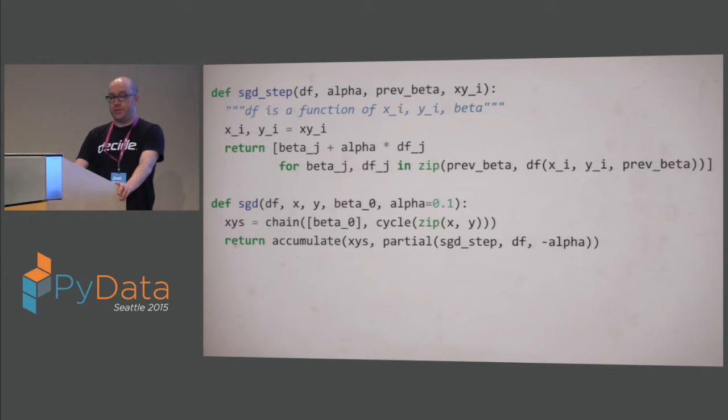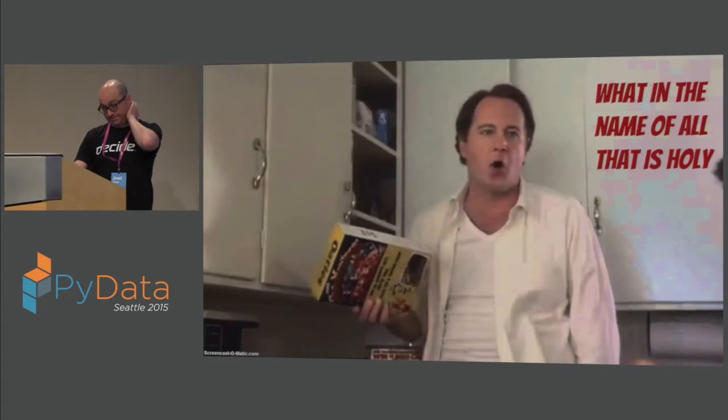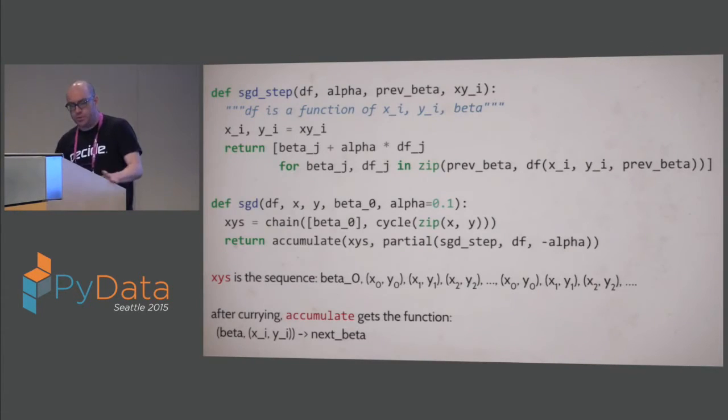And then to implement stochastic gradient descent, it's just these 2 simple lines of code, which are not that simple. So what is this code doing? If you remember, chain takes one iterable, returns all the values from it, and then takes a second iterable and returns all the values from it afterwards.